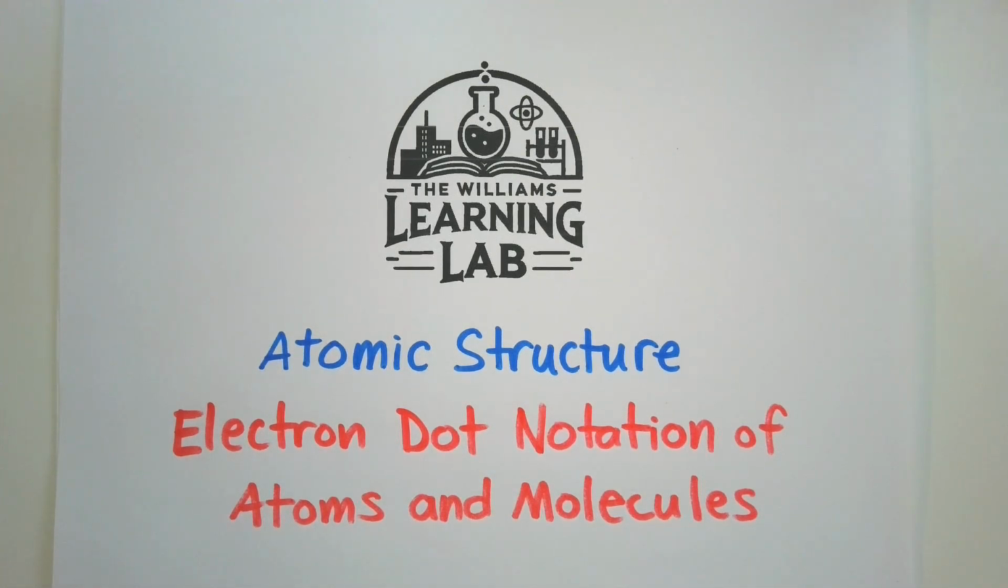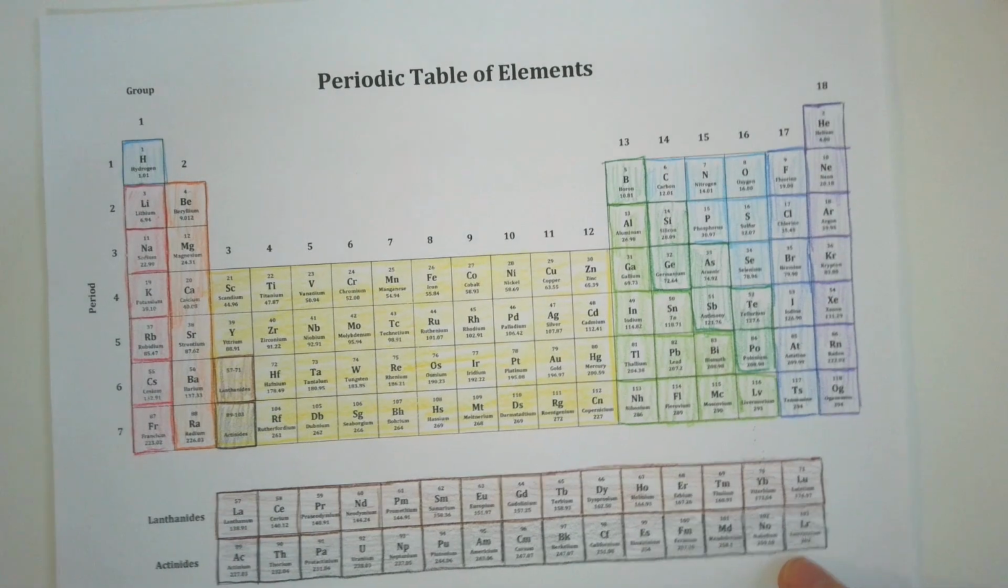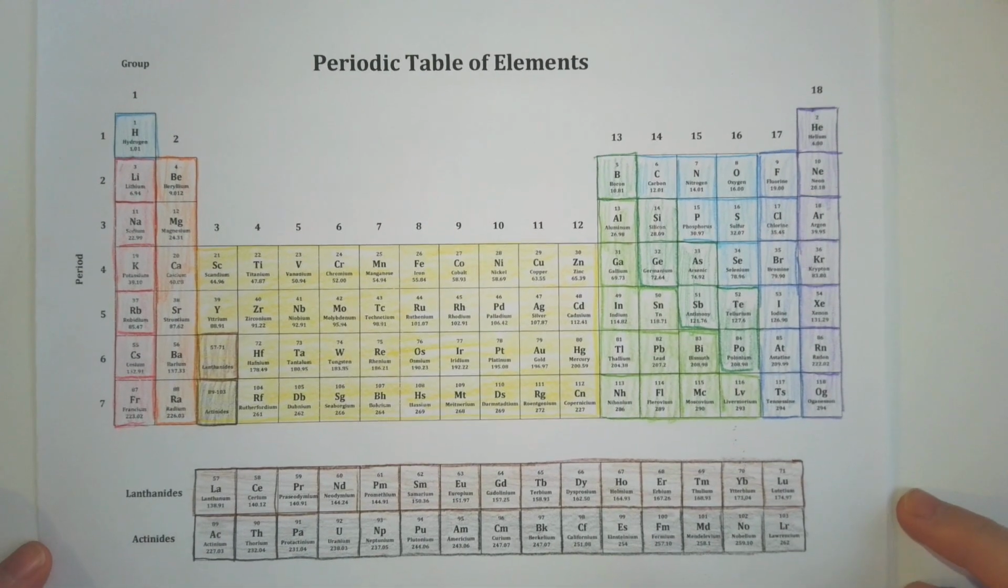In this episode we're on the topic of atomic structure, and we're going to learn how to do electron dot notations of individual atoms and of molecules. So you are going to need a periodic table for this.